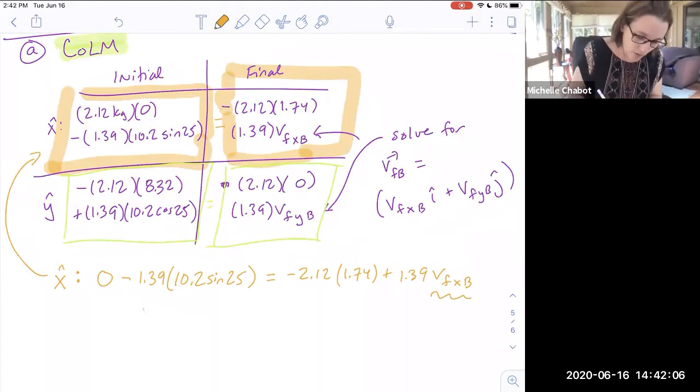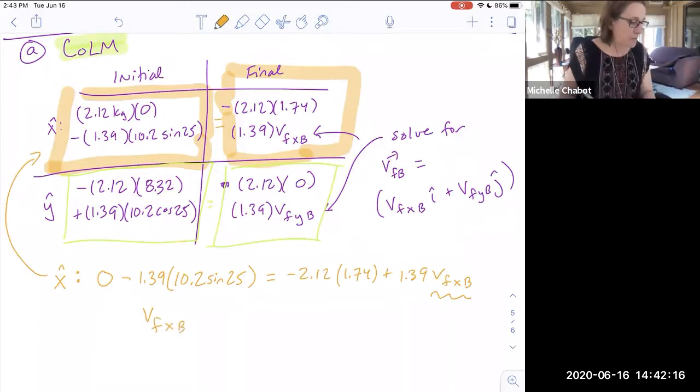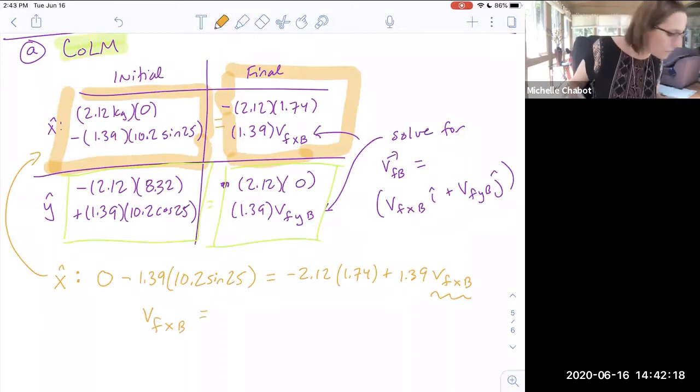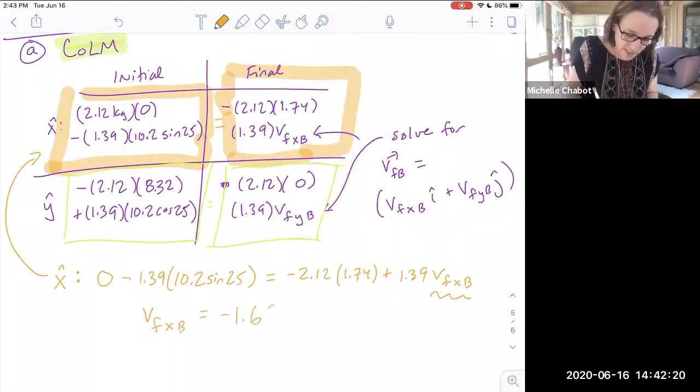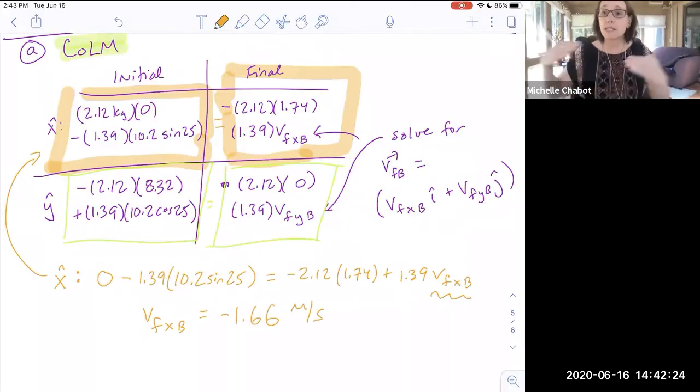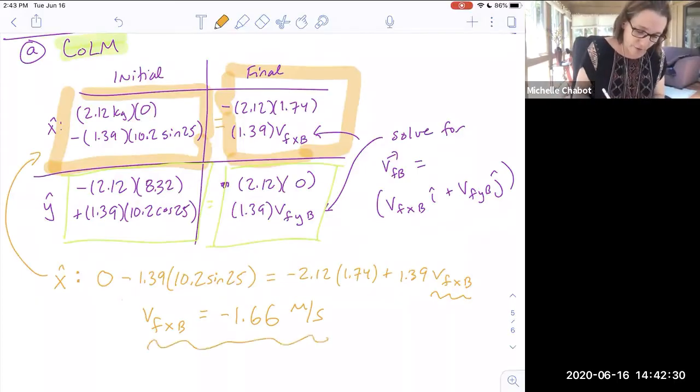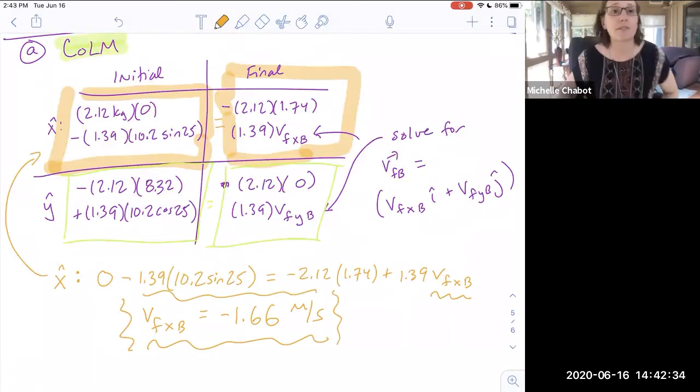So what I can do then is just solve for v final x of object B. And what I should end up with is negative 1.66 meters per second. So it is negative, which makes sense given the way the collision goes. And that's going to be one of my two components for that final velocity.